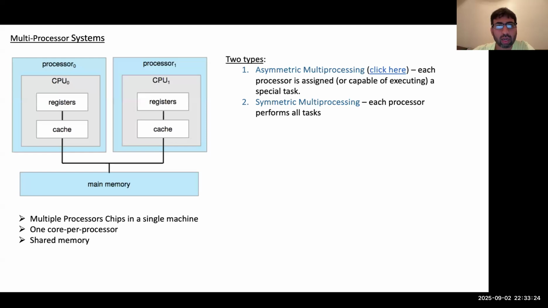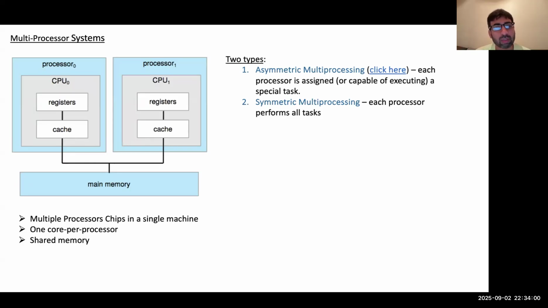And I guess we also covered this slide. We said that there are two kinds of multiprocessor systems. In this figure we have only two processors, but we can have more than two. Asymmetric multiprocessors are systems where each processor is designed to execute a special task. For example, one processor can execute only user level code and the other only system level code, or one can execute all instructions except floating point instructions, and the second processor is designed only for executing floating point instructions.